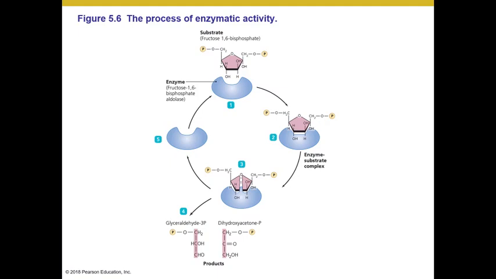Enzyme action has 4 key steps. Step 1, substrate binds to the enzyme. Step 2, enzyme changes shape slightly, induced fit. Step 3, reaction occurs, forming product. Step 4, product is released, and the enzyme is ready again. This is like a nurse preparing a med, giving it, then resetting for the next patient.